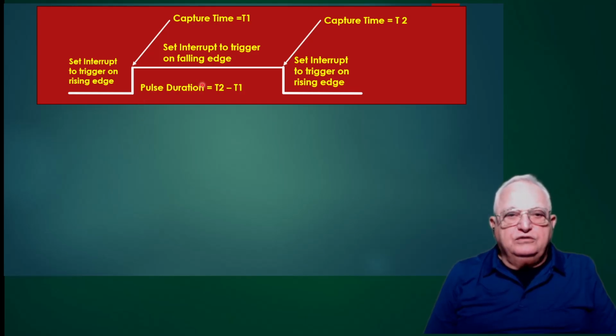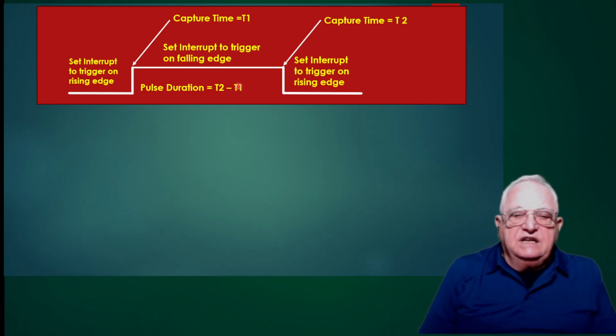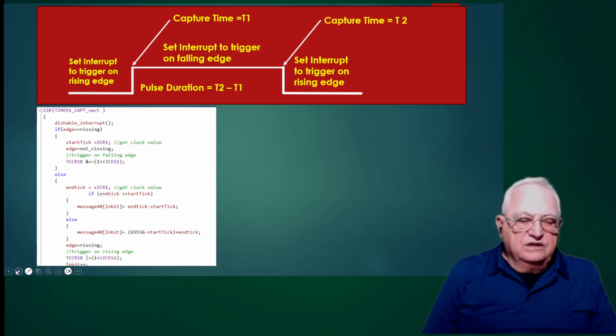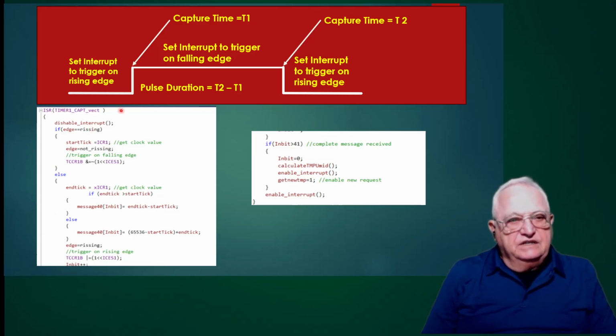Now the pulse duration is going to be T2 minus T1. And as I noted, the duration is going to tell us whether this is a 0 or a 1. So let's see how this works. So this is the interrupt. We disable interrupts. When we started, the edge is going to be rising.